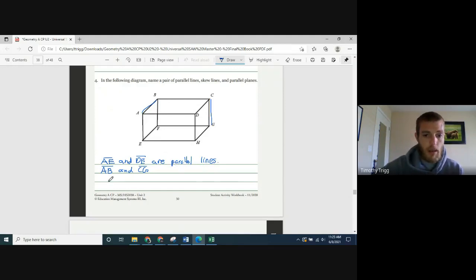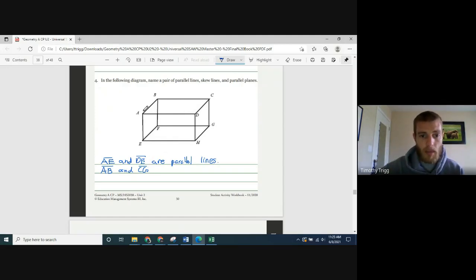Okay. Now, parallel planes. Parallel planes, I think, is pretty easy. It's just two planes that don't touch each other. So either this top of the box and the bottom, those would be parallel planes, right? Those planes don't touch. Or the left plane and the right plane. All right, so let's just go and use the left and right planes, okay? So left and right planes.